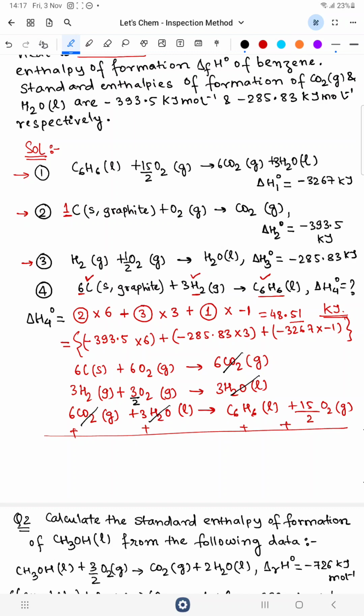Oxygen I didn't balance actually. So now oxygen is balanced. It was to be multiplied with a half here. Now if I add them, even the 6 O2 and this 15/2 O2 cancel out. Now what is left behind? 6 carbon plus 3 H2 gas gives C6H6. And can you see this is your equation 4? Yes, this is my equation 4.